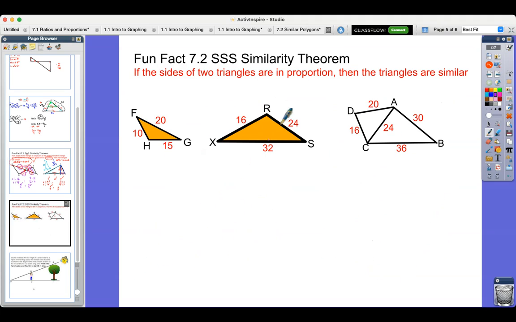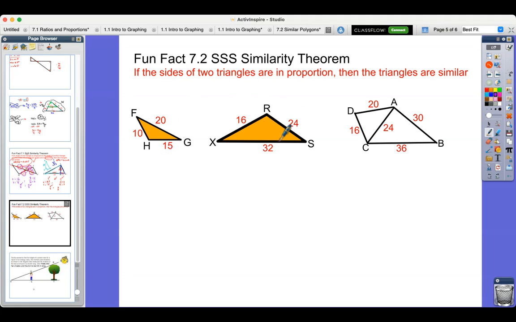Last one here: the SSS similarity theorem. To me this seems the most common, the most obvious one. If I can show that all 3 sides of one triangle are proportional to all 3 sides of the other triangle, then the triangles are similar. We're trying to prove there is some similarity here. The best way to look at this is to say, all right, the 3 parts right here are 10, 15, 20, and 16, 24, 32.